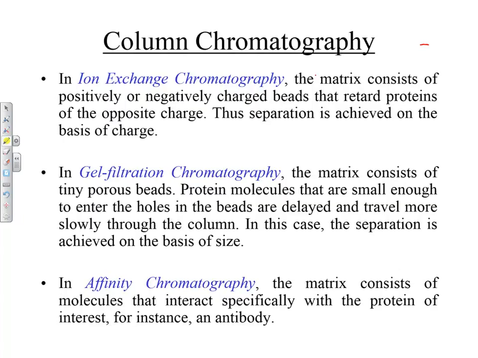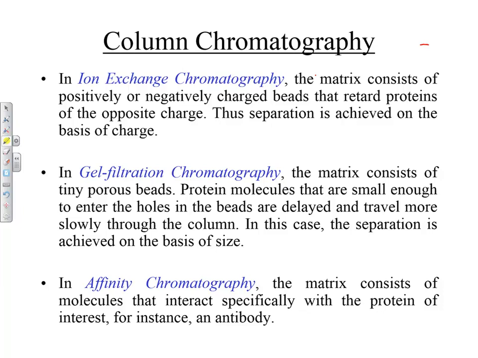So let's go to the previous slide. If you have ion exchange chromatography, then the matrix that you'll use in that column will consist of positively or negatively charged beads, which will have the property that it will retard proteins of the opposite charge. I mean, you know that positive charges attract negative charges and vice versa. So if you have positively charged beads in that column, then all the negatively charged proteins will get attached to the positively charged beads, and everything else will go through. And then later on you can release these negatively charged proteins, and you achieve separation. So separation in this case is achieved on the basis of charge.